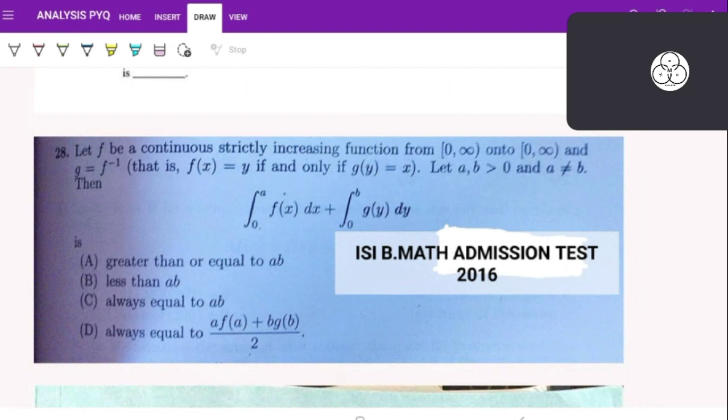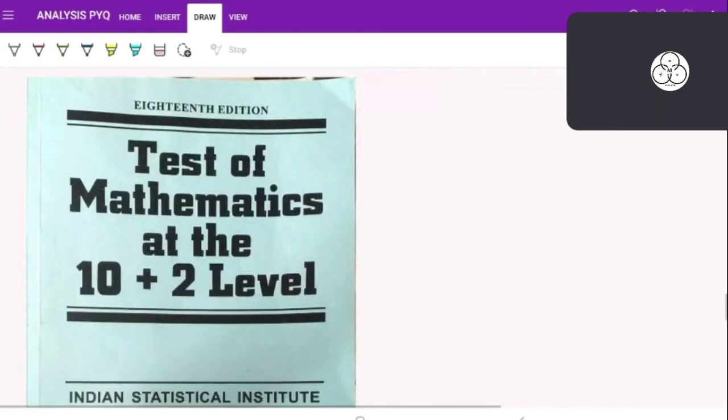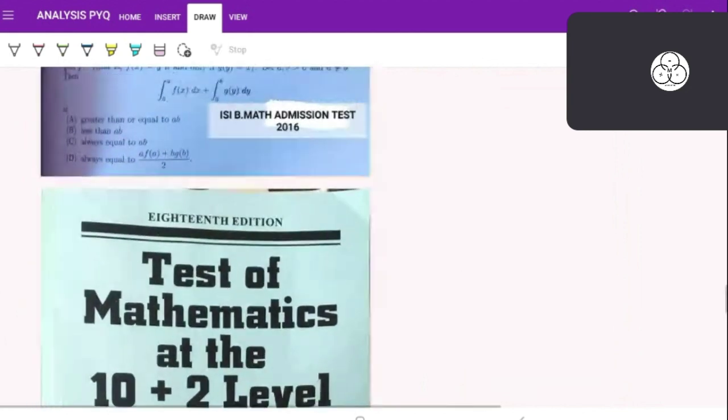Now where can you find these ISI BMath admission test question papers? In this book, Test of Mathematics at the 10+2 level. It's probably the official book for the preparation of the ISI entrance exam. What is ISI? ISI is one of the oldest and most prestigious institutes for learning mathematics in our country. It's a wonderful source.